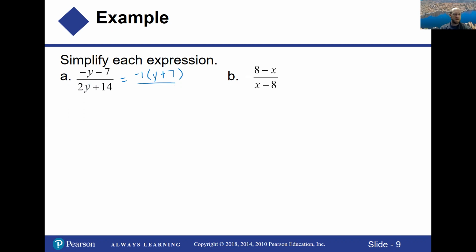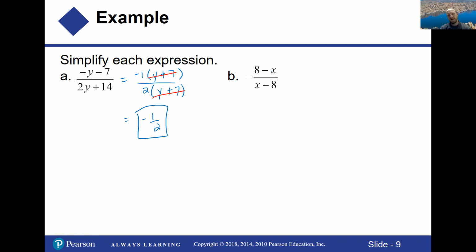Okay. Now what can you factor out of here? 2y plus 14. Well, I know that I can factor out a 2. And that leaves me with a y plus 7. And look at that. Now we have two common factors. We can cancel those out, and I'm left with a -1/2. So that starting rational expression after all that just simplified to -1/2.